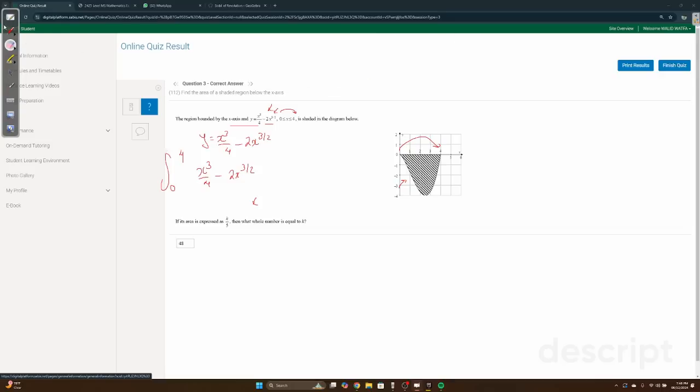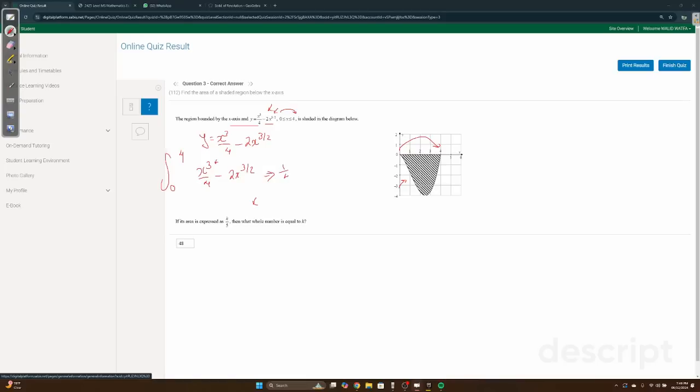So that's probably why they kept it as 3 over 2. Anyway, let's integrate this. X cubed over 4, when you integrate it, is going to be x cubed over... there was already a 4, right? You multiply by... what am I doing?